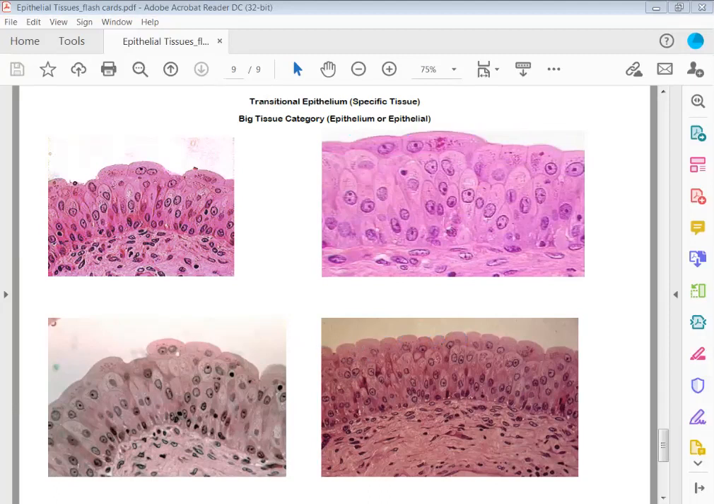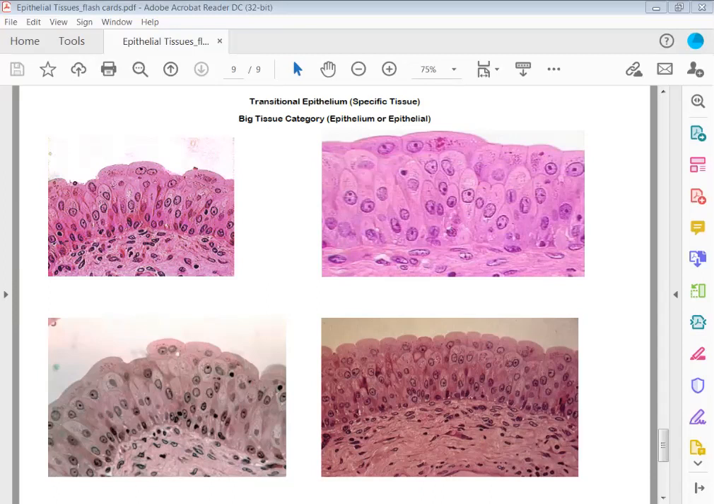Transitional does not have the three names. Remember, like in the English language, there's always got to be a rule breaker out there. Well, transitional epithelium is the rule breaker. It only has a first name and a last name. So first name is transitional because it's always transitioning or changing shape. Last name is the family name or the big tissue category, which is epithelium. So again, the specific tissue here is transitional epithelium. The big tissue category is epithelium or epithelial. You can put either one of these on your practical.